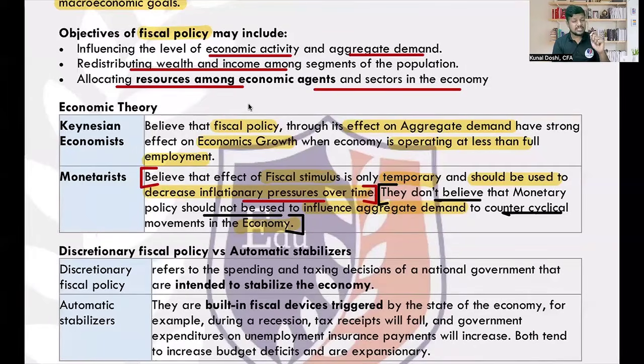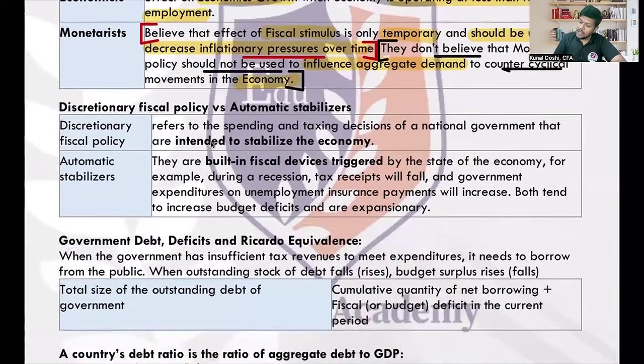Keynesian economists believe that yes, it is fiscal policy which can boost the aggregate demand. Clear? Now, to do so, governments either intervene themselves, which is called discretionary fiscal policy, meaning they take the decisions of spending and taxes. They will decide when to increase or decrease the taxes or when to increase or decrease the spending. So these are intended measures by the government to stabilize the economy. That is called discretionary, at the discretion of government.